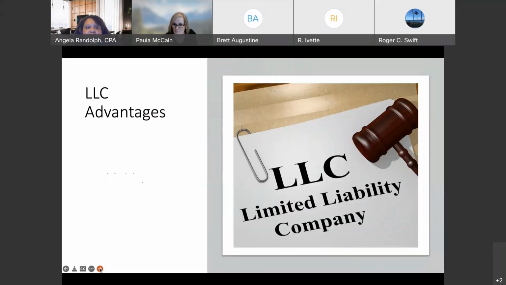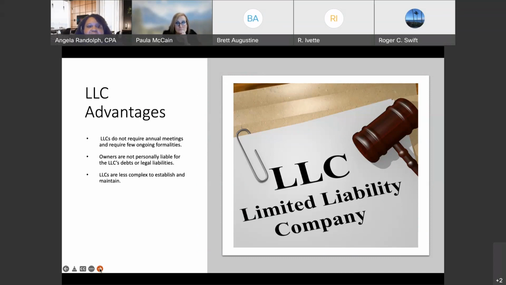Okay. So next, let's talk about the advantages of the LLC. They do not require annual meetings and require few ongoing formalities. The owners are not personally liable for the LLC's debts or legal liabilities, unlike the general partnership and the sole proprietorship. So this is why I personally like LLCs. They're flexible. They limit the business owner's liability in terms of debts and any legal liabilities that may come about. They're less complex to establish and maintain, which is always good for a small business owner, and they require less paperwork than other corporate entities, which is true.